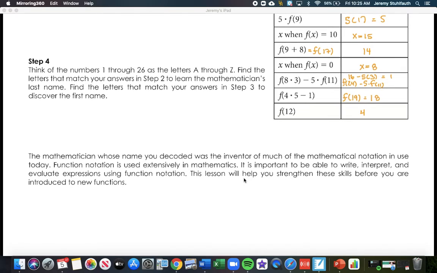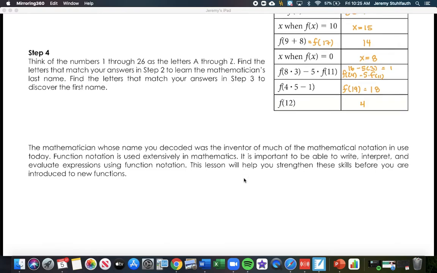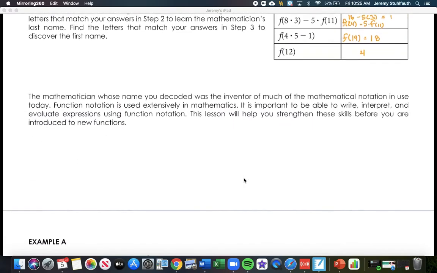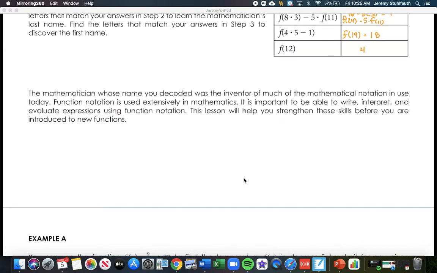It says, think of numbers 1 through 26 as the letters A through Z. Find the letters that match your answers in step 2 to learn the mathematician's last name. Find the letters that match your answers in step 3 to discover the first name. So you can go ahead and do that on your own. If you want to know, his name comes out to be Leonard Euler. So he is the person who is responsible for helping discover functions and come up with this concept.